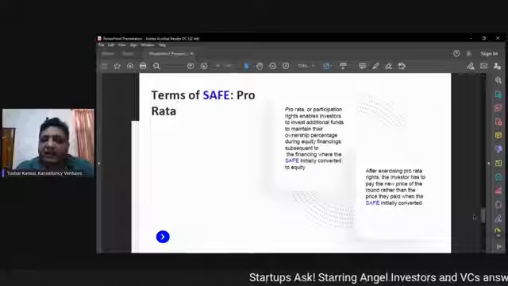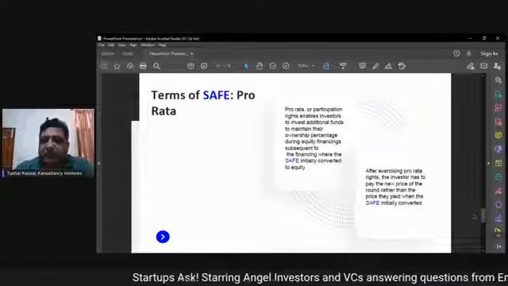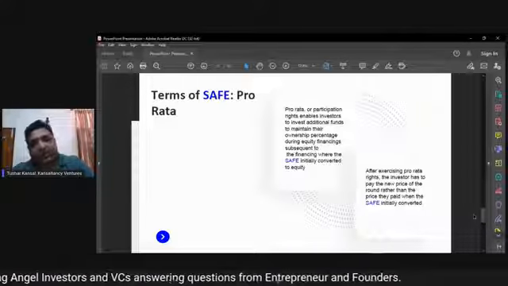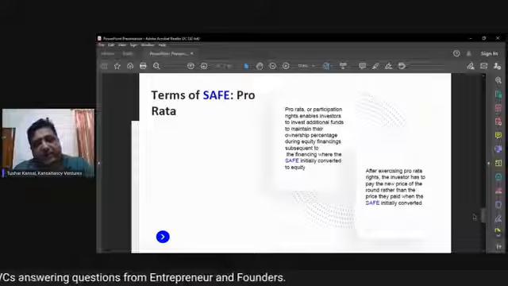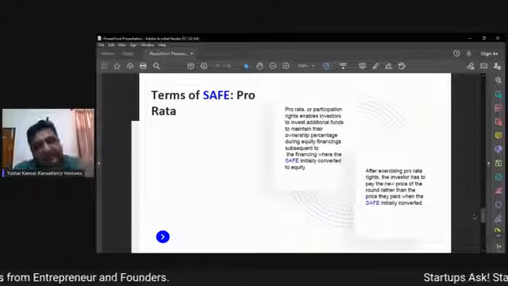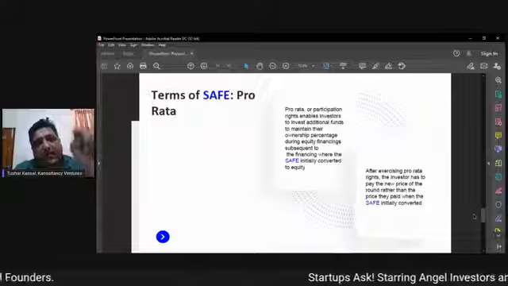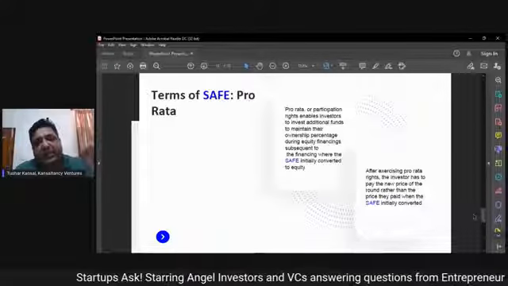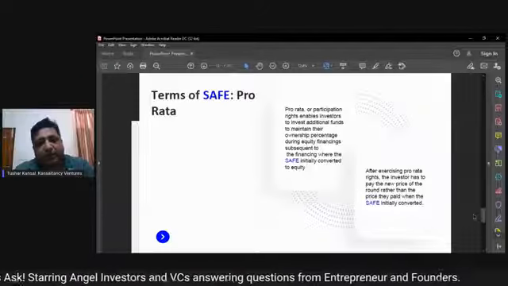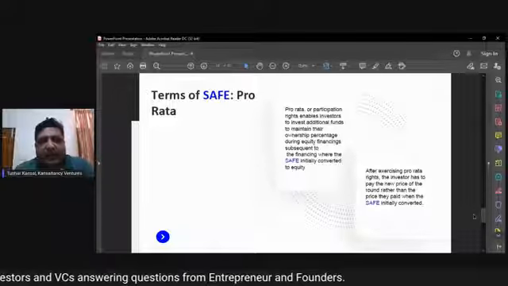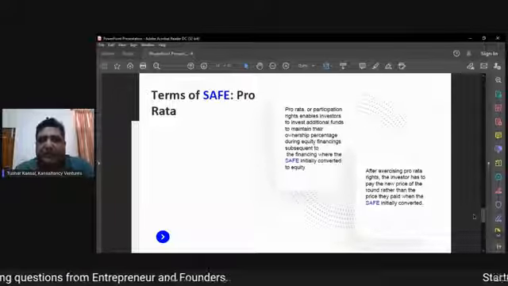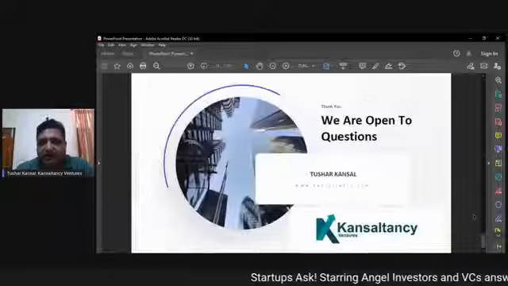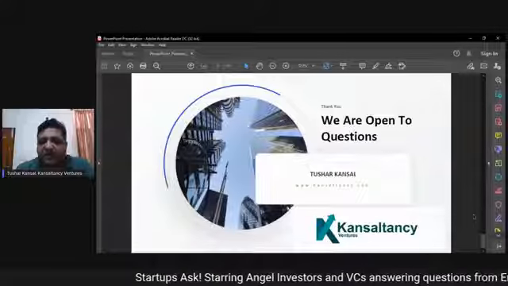Another term of safe is pro rata. So if you invest right now, your preference share is getting converted into equity. Now, in the future rounds, the initial investor will get a right to invest more and retain his percentage shareholding by participating pro rata in the round. But in the future rounds, he has to take the equity at the valuation which is prevailing at that time, and not the current round. So this is about safe.